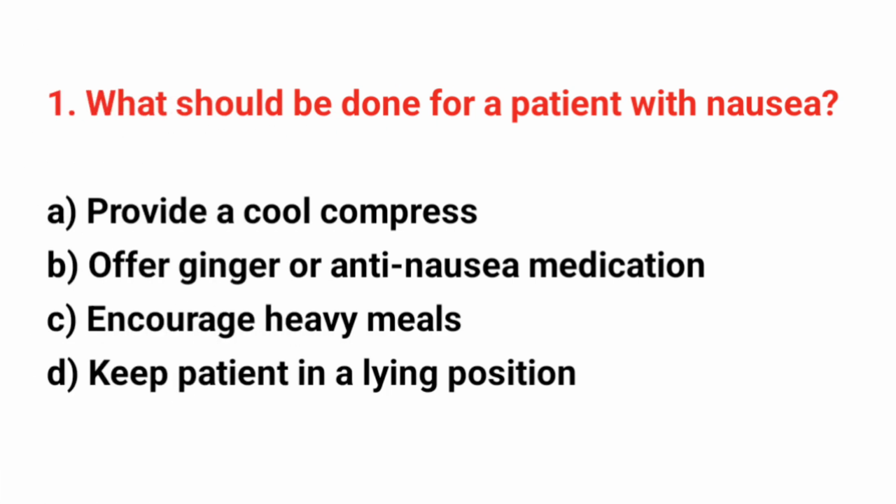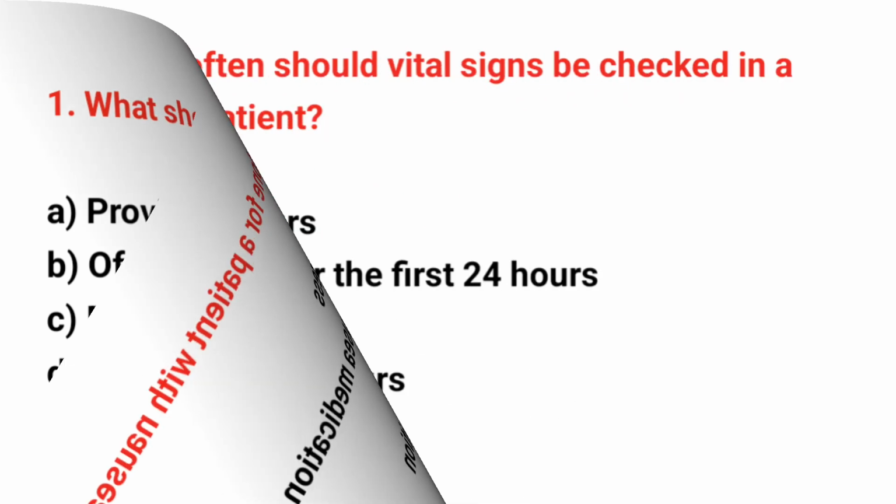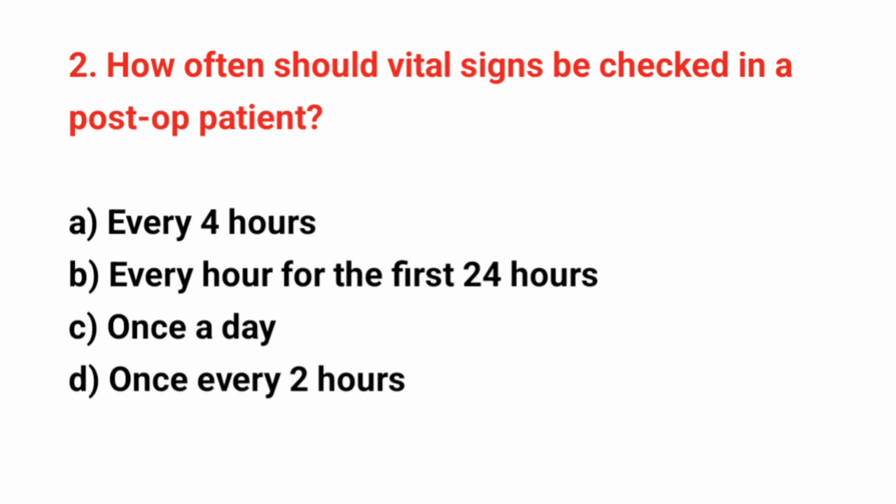Question number 1. What should be done for a patient with nausea? The right answer is option B, offer ginger or anti-nausea medication. Question number 2. How often should vital signs be checked in a post-op patient? The right answer is option B, every hour for the first 24 hours.